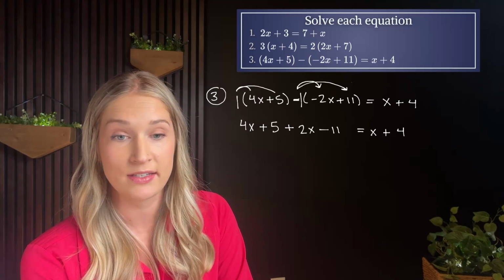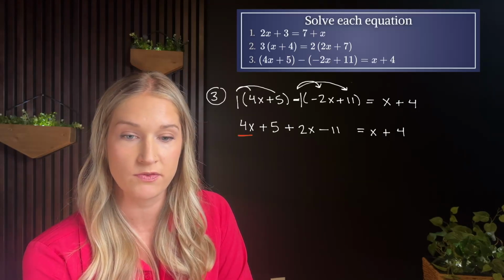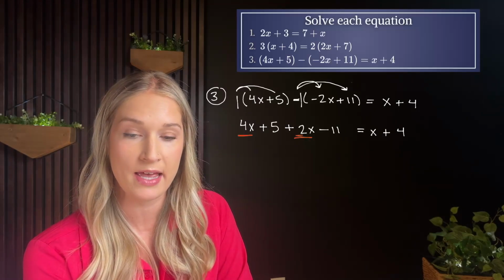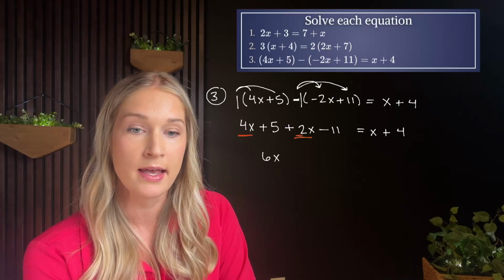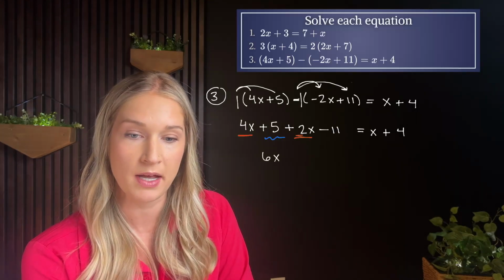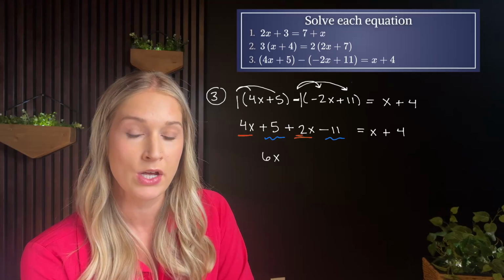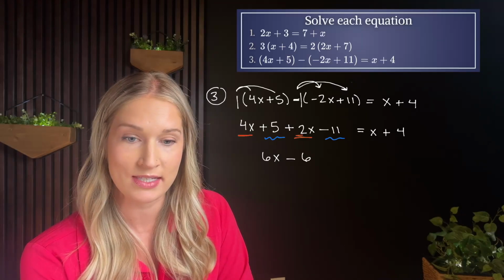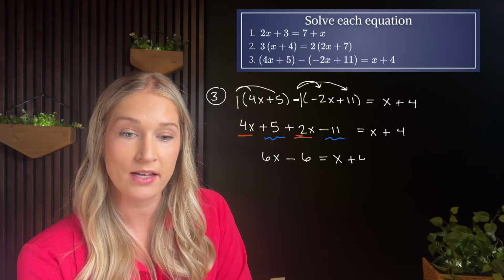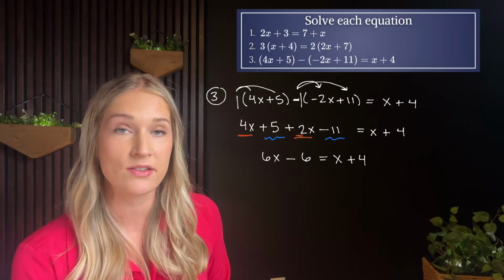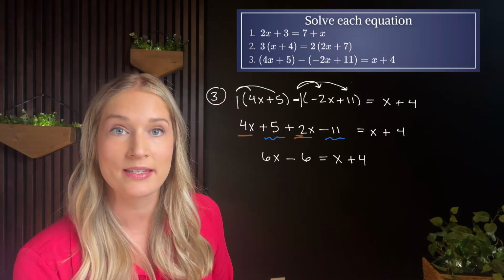Now the left, I still need to combine my like terms. I see 4x and 2x. When I add those, I get 6x. And then for my constants, I've got positive 5 and negative 11. When I add those, I get negative 6. Now on the left-hand side and the right-hand side separately, there's nothing else I can do. This is as simple as it gets.